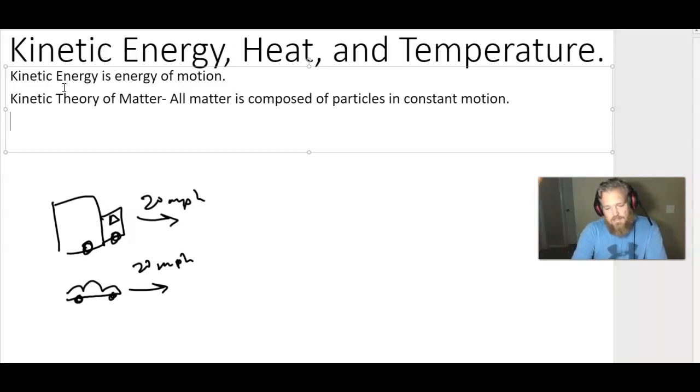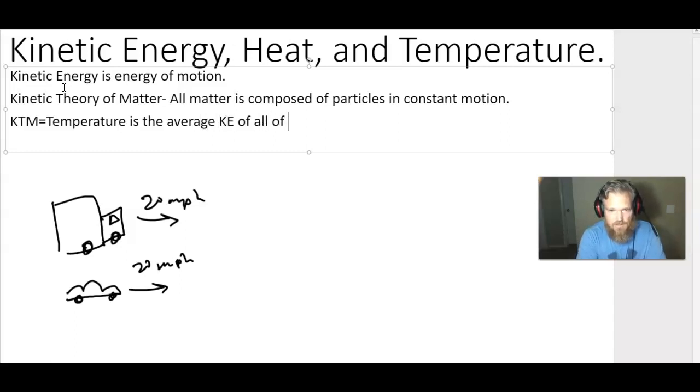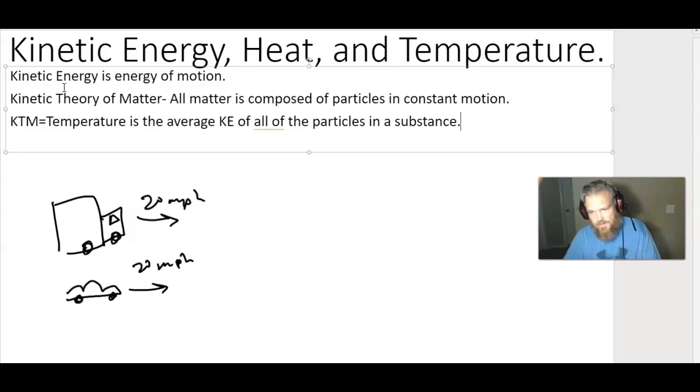So in this kinetic theory of matter, in the KTM, right, it says that temperature is the average kinetic energy of all of the particles in a substance. So that means if you have any given substance, some of the particles may be moving faster than the temperature you measure, some may be moving slower than the temperature you measure, but on average, they're all moving at that temperature, right?